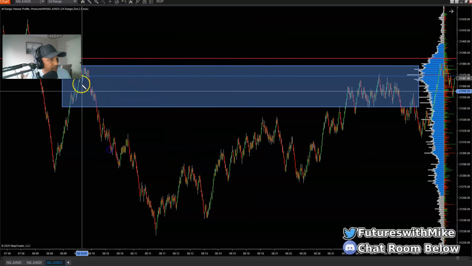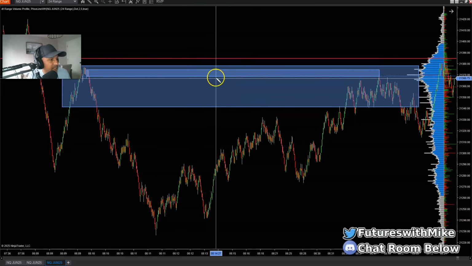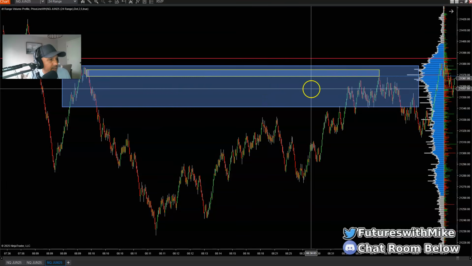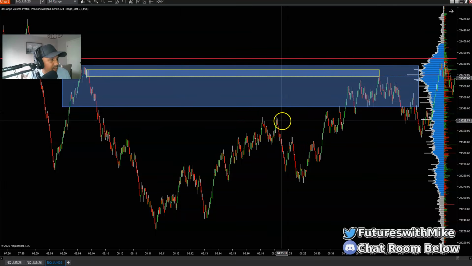Let's go ahead and do that right here on my 24 range chart. I'm going to mark this in yellow because that's what I mark my 24 range supply and demand zones with, inside of the larger zone. All right, so I'll click that. Now we have the 24 range supply zone resting on the inside of our larger zone.